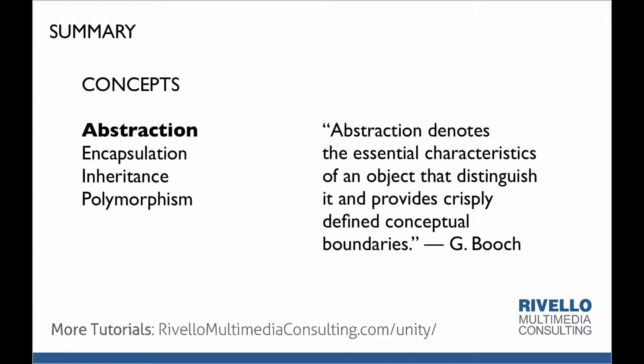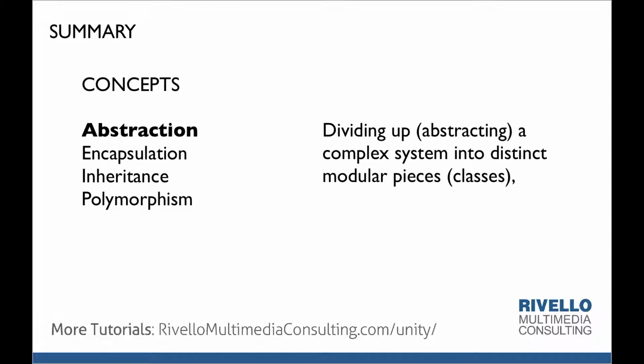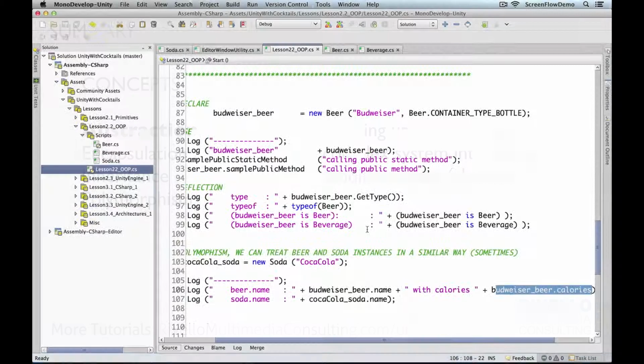And abstraction. Abstraction is the process when you're creating a data type and you are putting in the essential pieces and abstracting from, in this case, a reality. We know what a beer is, and it's a type of beverage that has calories, it has a name to it, it has a container type of either, let's say, a bottle or a can. So when I'm creating the data type, I abstract or I generalize that information into the class.